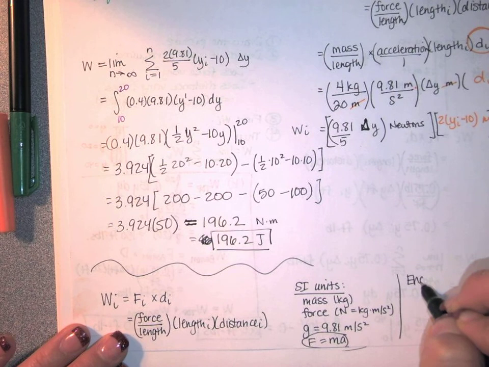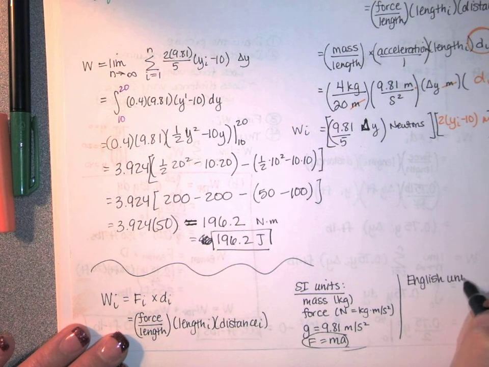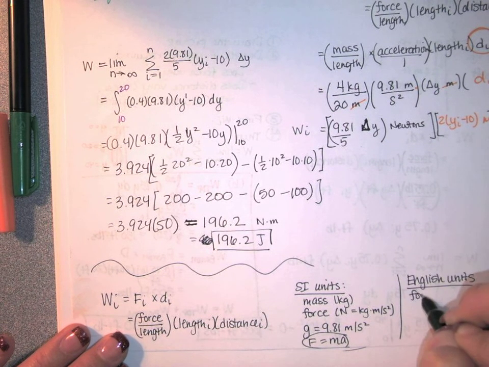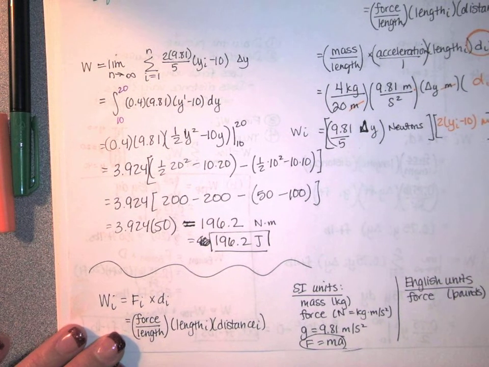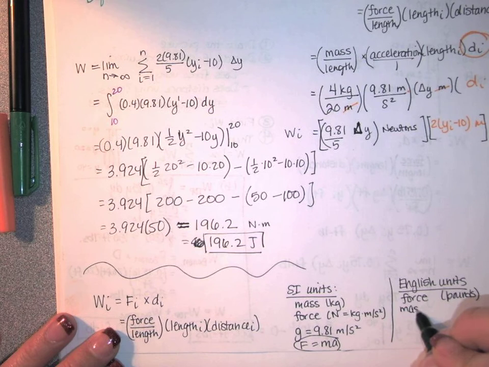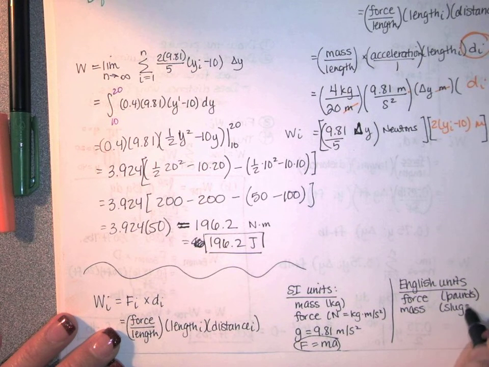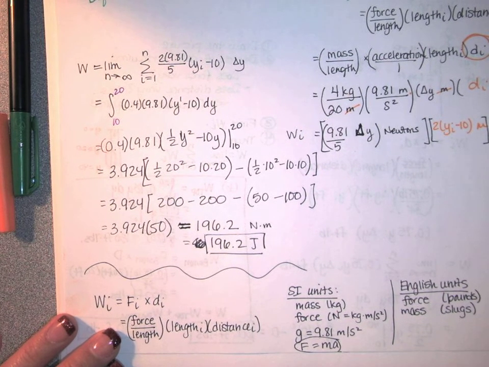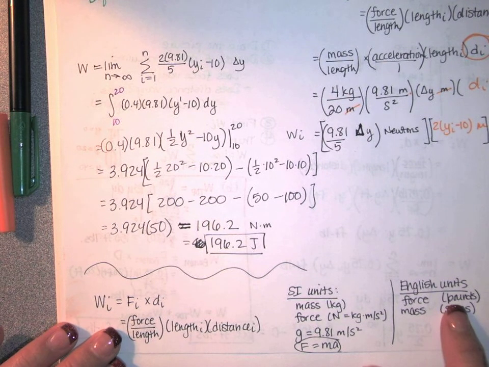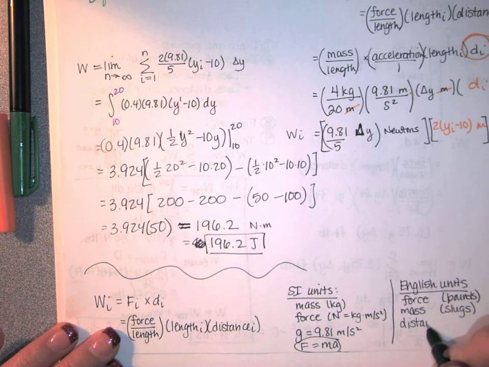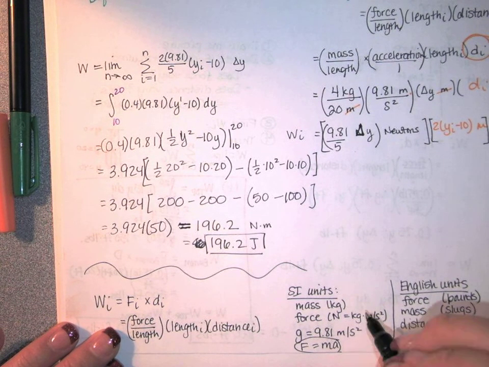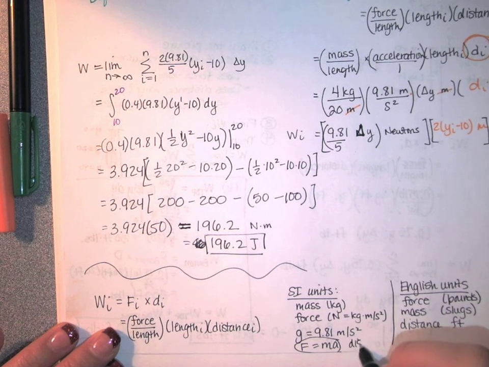Now, in English units, force is typically given in pounds, and that is just straight given to you. You don't have to calculate the number of pounds. Mass is given in slugs, but I have never heard anybody tell me how many slugs something was. They just usually tell me its weight in pounds. So if you see pounds, you know you're in English units, and here distance tends to be measured in feet, and here distance tends to be measured in meters.